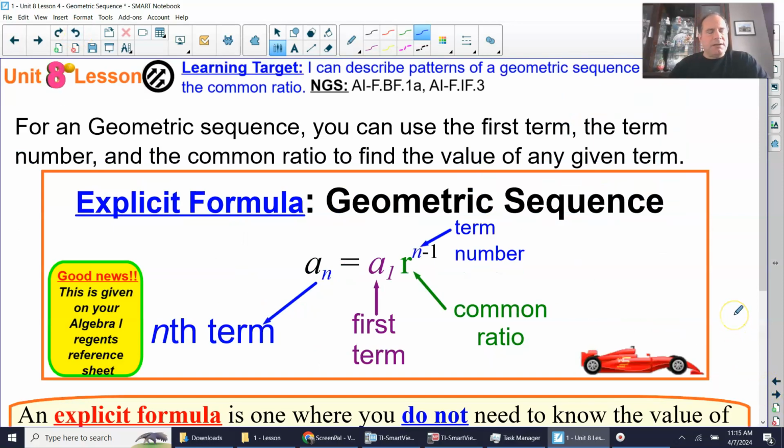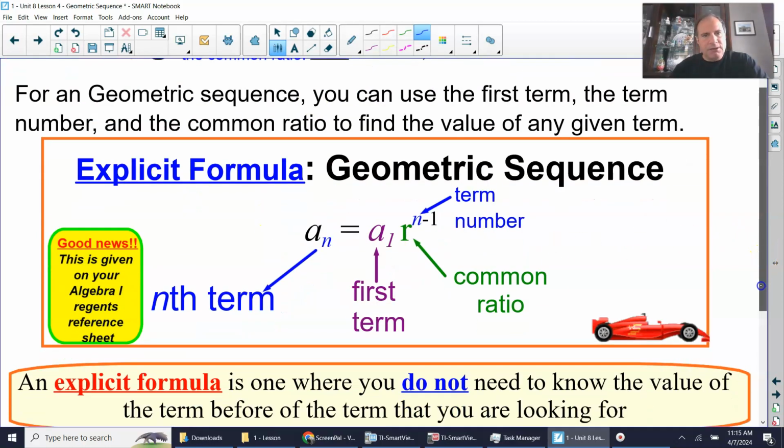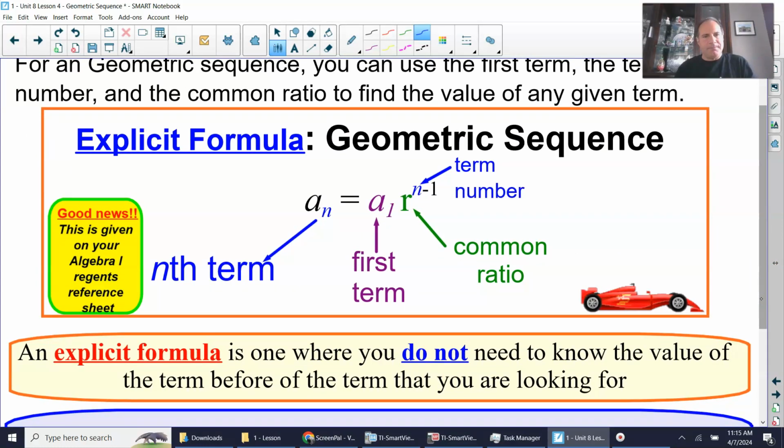Just going on the explicit formula of a geometric sequence, you could use the first term. This is the explicit formula. It is given on your Algebra 1 Regents reference sheet, and you could use the first term and the term number, and the common ratio to find the value of any given term. So take a look, and I'm just going to go over this formula with you. And again, they give it to you. So a sub n is the nth term. That's a sub n. A sub 1 is the first term. And then r is the common ratio. And then n minus 1 is the term number.